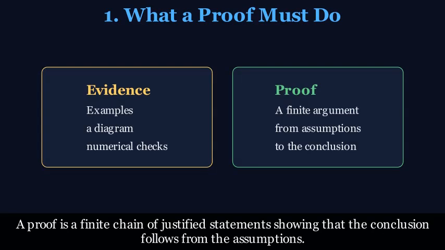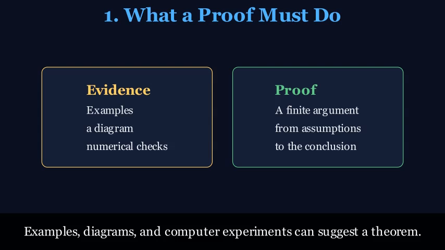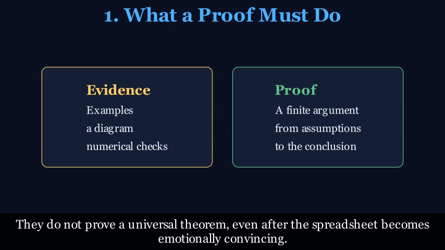A proof is a finite chain of justified statements showing that the conclusion follows from the assumptions. Examples, diagrams, and computer experiments can suggest a theorem. They do not prove a universal theorem, even after the spreadsheet becomes emotionally convincing.